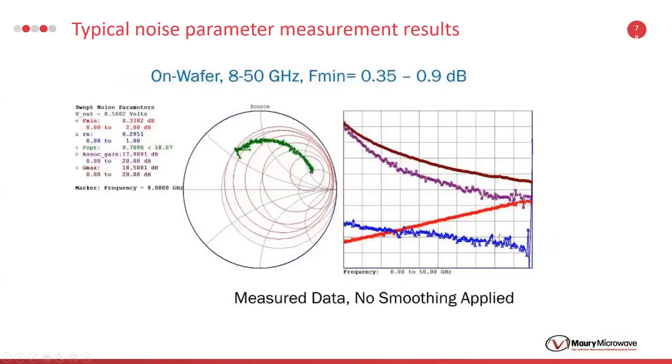And the type of results is something like this, where we get on wafer, for example, from 8 to 50 gigahertz, an NFmin from 0.35 to 0.9 dB. And we have the gamma out, and we have the Rn, of course.